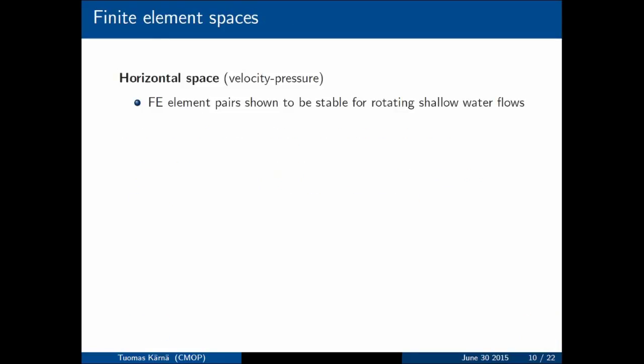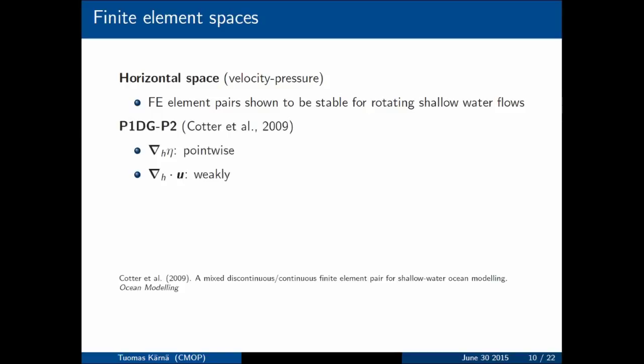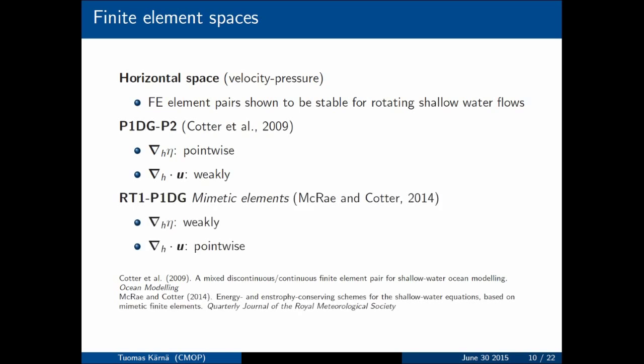Then about the finite element spaces that we use. So essentially, when you think about the horizontal direction, this is just shallow waters on rotating frame. So we want to use element pairs that have been shown to be stable for rotating shallow water. So for example, the P1DG-P2 pair. Or another option would be to use the recent mimetic elements that were discussed in McRae and Cotter, for instance.